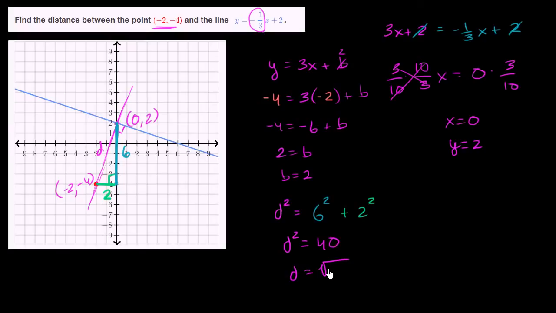The square root of 40 is the same thing as the square root of 4 times 10. So the distance is equal to 2, if we factor out the 4, it's the square root of 4 times the square root of 10. 2 is the square root of 4. 2 square roots of 10. And we're done.